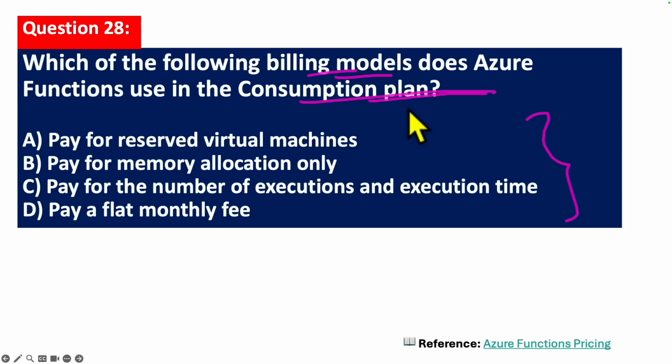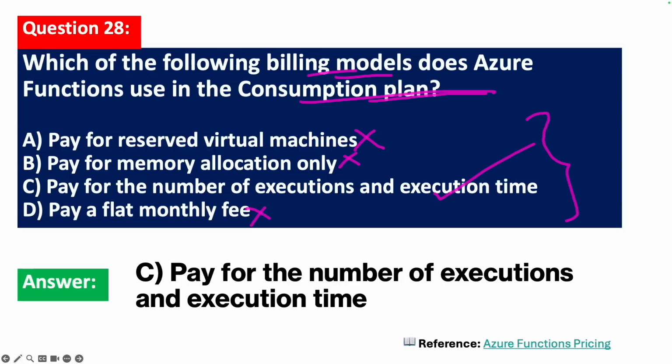So let's look at these options. Pay for reserved virtual machine. That's a wrong answer because that's a virtual machine service for reserving your instances to reduce cost. Pay for memory allocation only. There is no option like that. Pay for number of executions and execution time, 100%. In the consumption plan, you only pay for the time your function runs based on the execution count, memory, and the execution time. And pay a flat monthly fee. That is a wrong answer. So the correct answer is pay for number of executions and execution time.